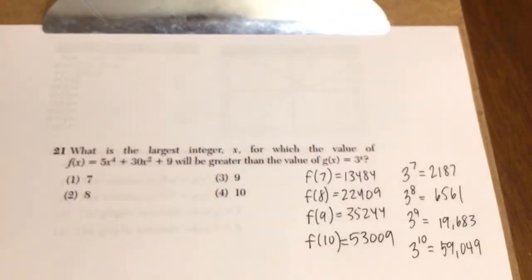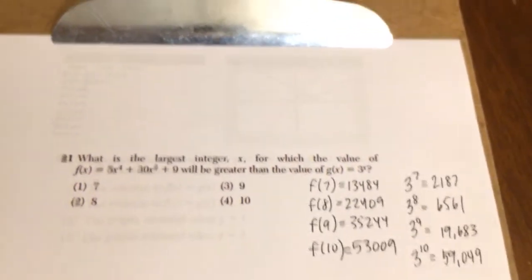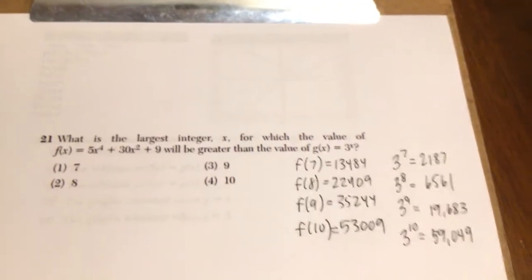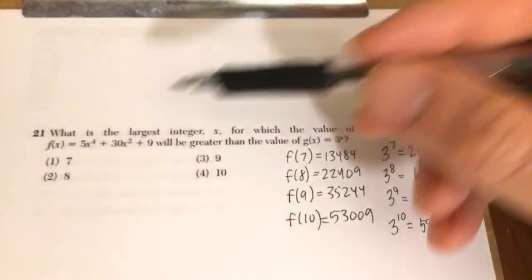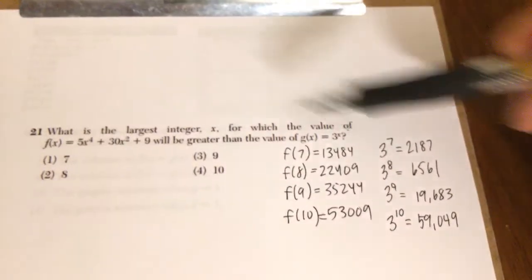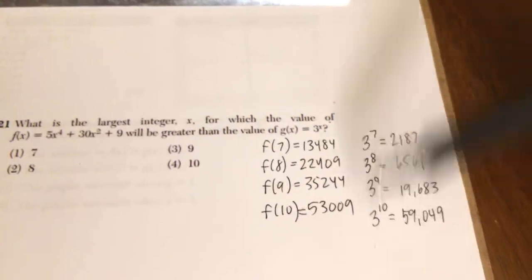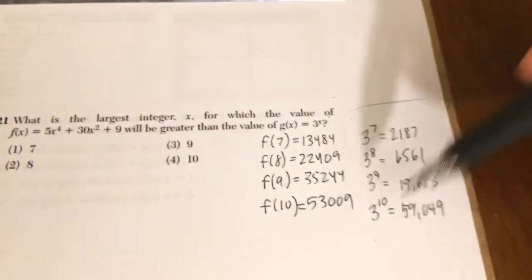And number 21, they're asking, what is the largest integer x for which the value of f(x) will be greater than the value of g(x)? So for g(x), I plugged in 7 for x, I plugged in 8 for x, I plugged in 9 for x, I plugged in 10 for x. I used my calculator and I had these values.